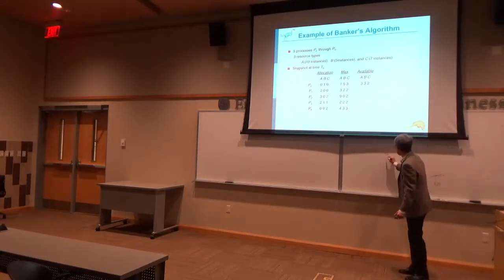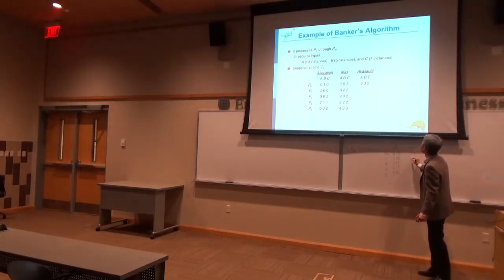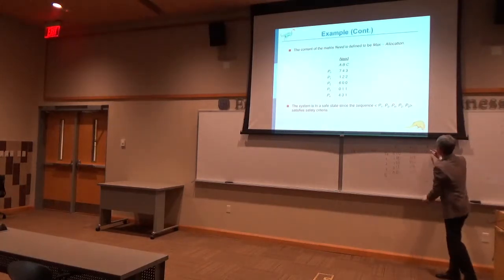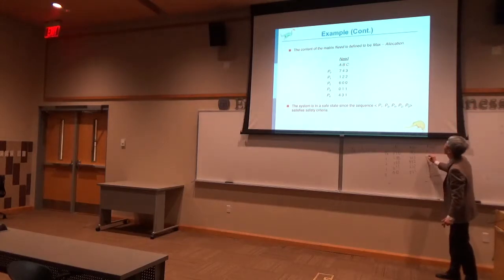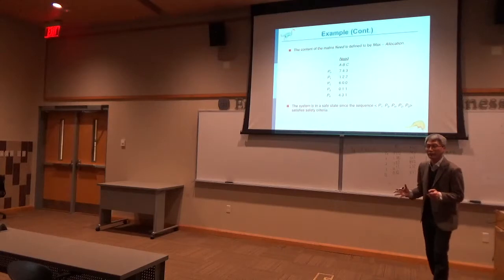So P0, 1, 2, 3, 4: allocation 0 1 0, 2 0 0, 3 0 2, 2 1 1, 0 0 2. Max 7 5 3, 3 2 2, 9 0 2, 2 2 2, 4 3 3. And the need is the max minus the allocation, that is 7 4 3, 1 2 2, 6 0 0, 0 1 1, 4 3 1. Then the available is 3 3 2. It's the current state. Okay, then that makes sense.